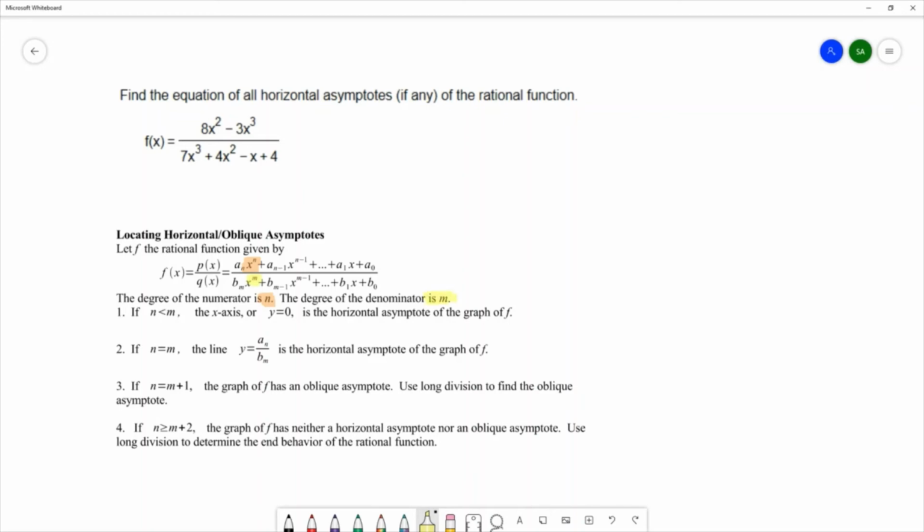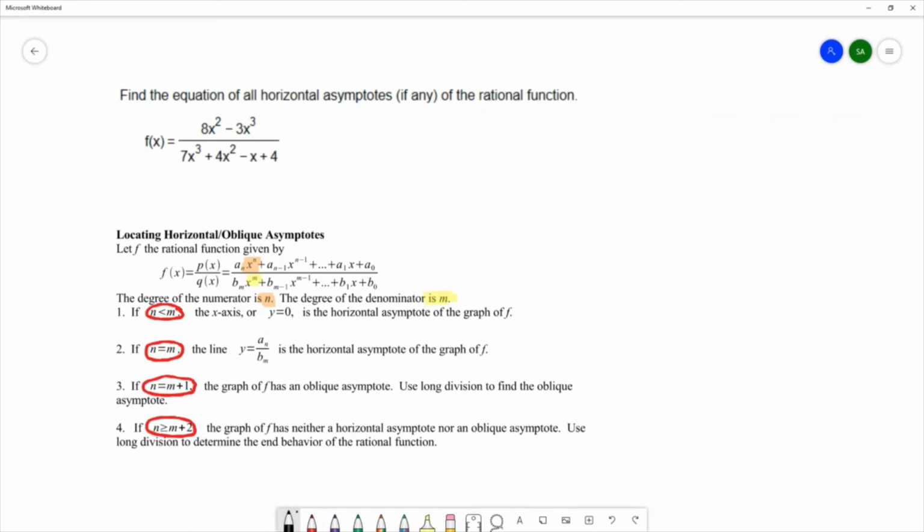And then what we do is we compare those values. If you have the degree of the numerator being smaller, if the two degrees are equal to each other, if the degree of the numerator is bigger by 1 and bigger by a lot, we have these different cases. So we need to determine the degree of the numerator and the degree of the denominator.